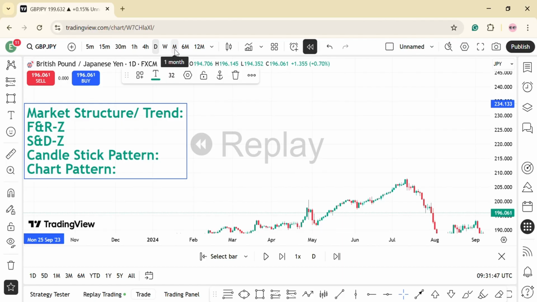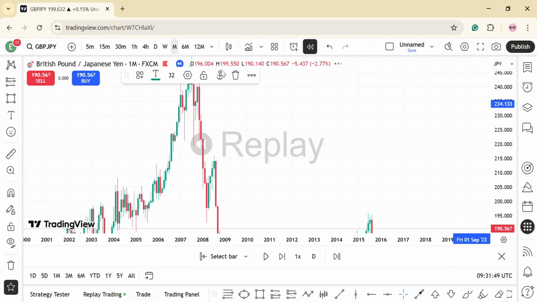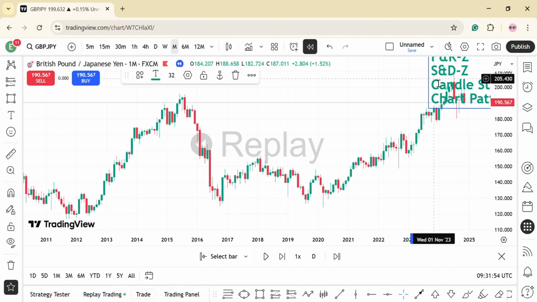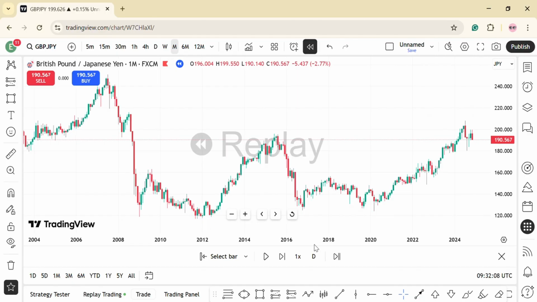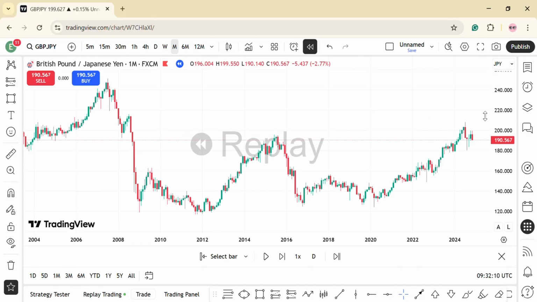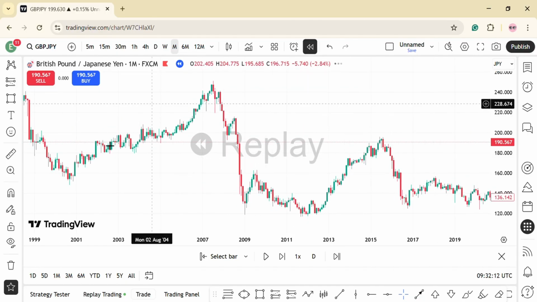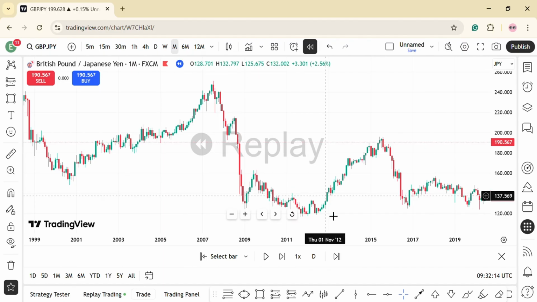So let's go to the monthly time frame to spot the direction of the market, which is the trend of the market. Is it clear to you? You can see the market is currently in an uptrend, but the overall trend is the downtrend. You can see the overall trend. Let me use the tool; you already know how to use this too.